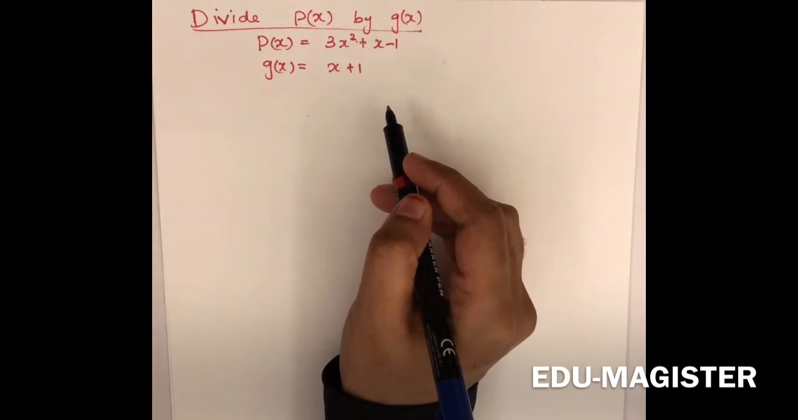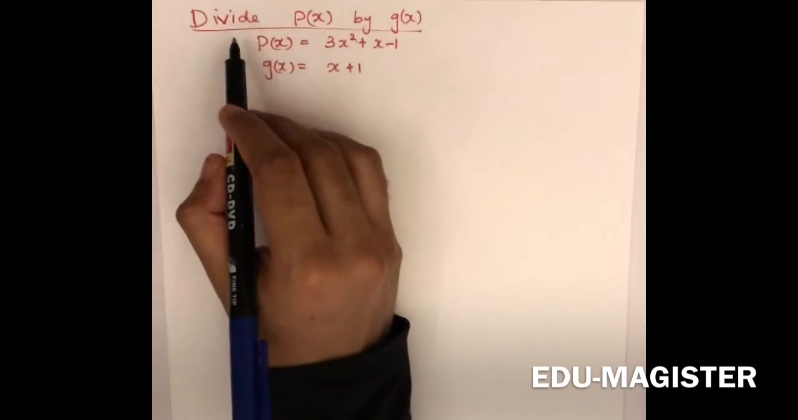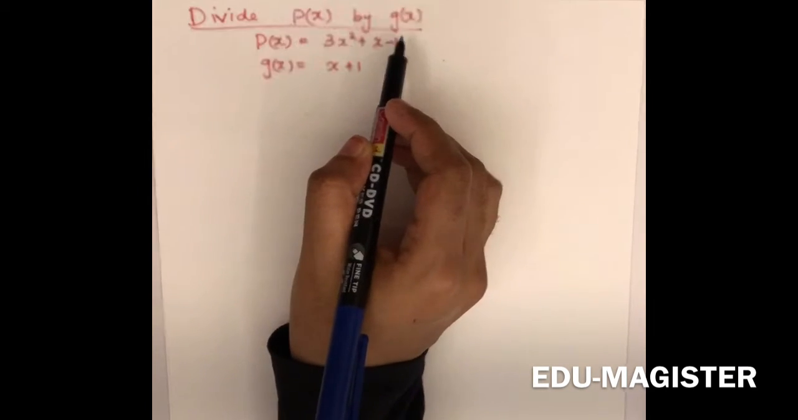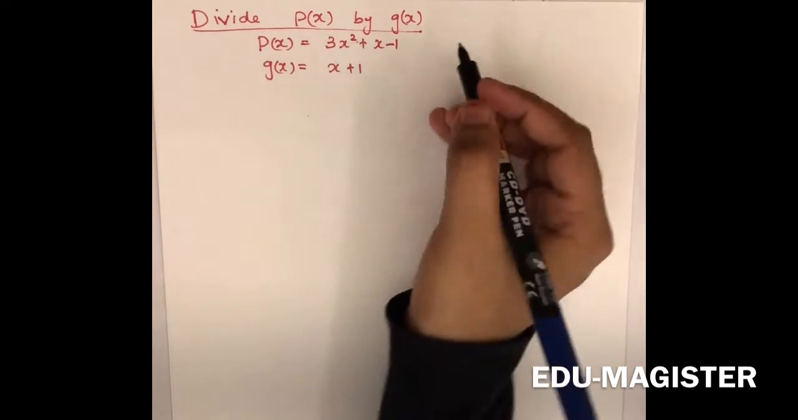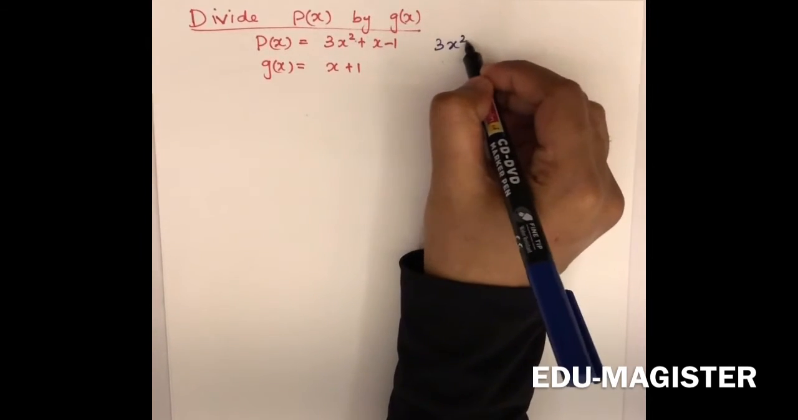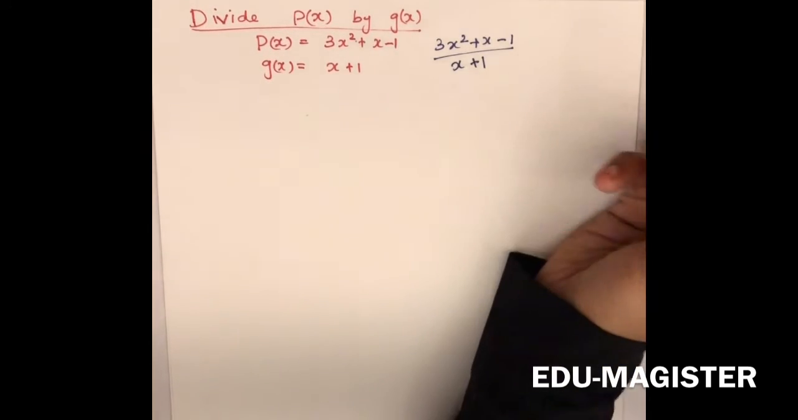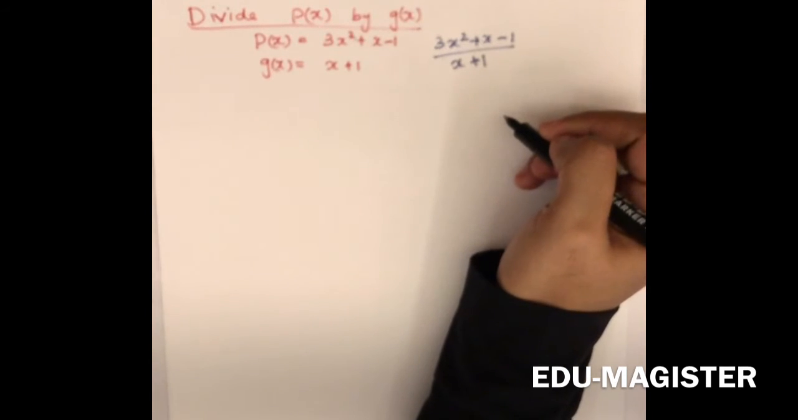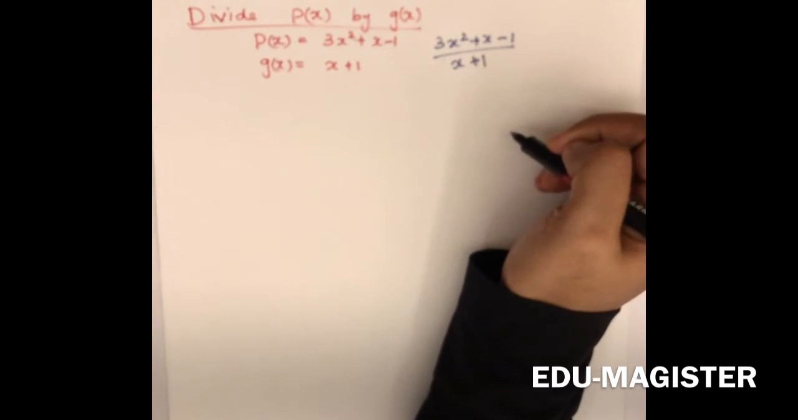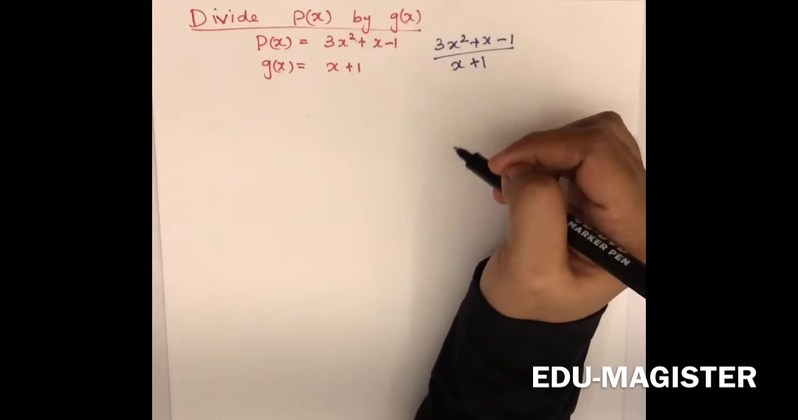Now let's see how to divide any two given polynomials. What are the steps to be followed? Here the question is to divide p of x by g of x. They have given what is p of x and what is g of x. So they are asking us to divide 3x square plus x minus 1 by x plus 1. So in this case, how to proceed with the division? This method that we are going to do is the long division method. So let's study step by step.